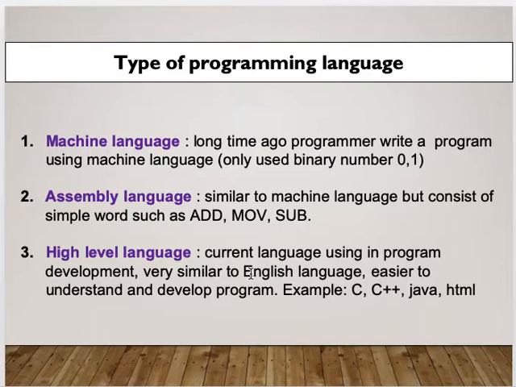And the last one is a high-level language. So what is high-level language? High-level language is a current language using in program development. So it's very similar to English language. So easier to develop a program using this high-level language. Example of high-level language: C, C++, Java, HTML, PHP, ASP, and a lot more.